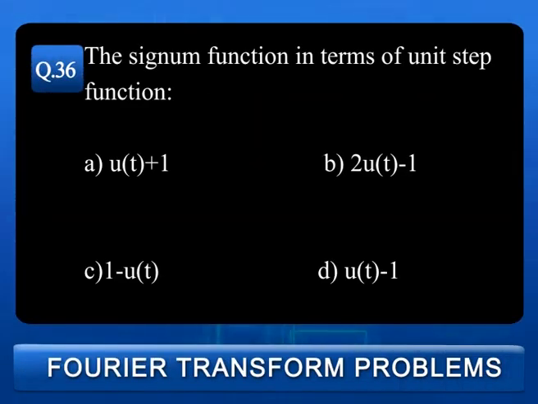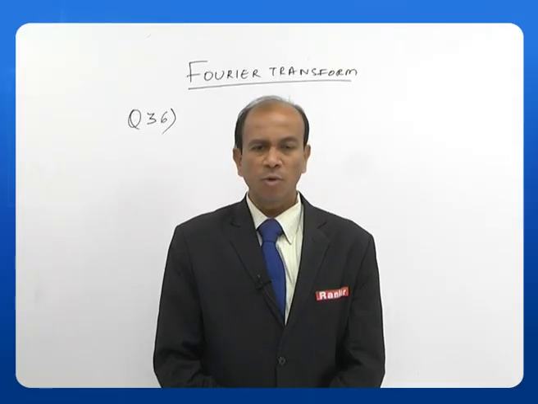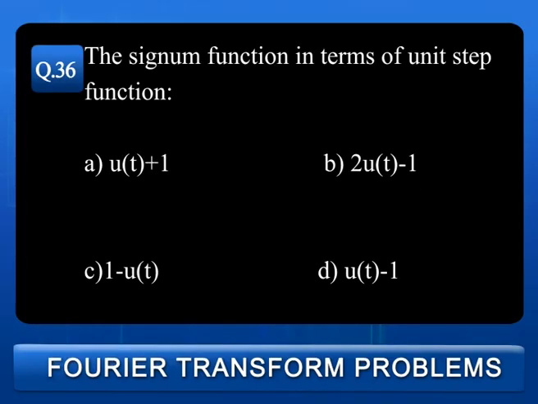36th question. The signum function in terms of unit step function is: A, u of t plus 1; B, 2 u of t minus 1; C, 1 minus u of t; D, u of t minus 1. The answer is B, that is 2 u of t minus 1. So the answer is B.